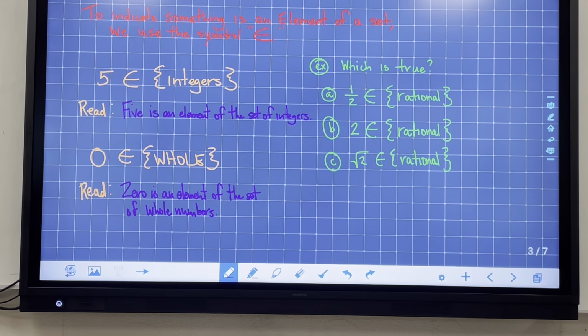Okay, so the element symbol. All right, so over there in green, got a question. Which of the following is true? Select all that apply. A, B, or C. Pause it, come up with your answer.